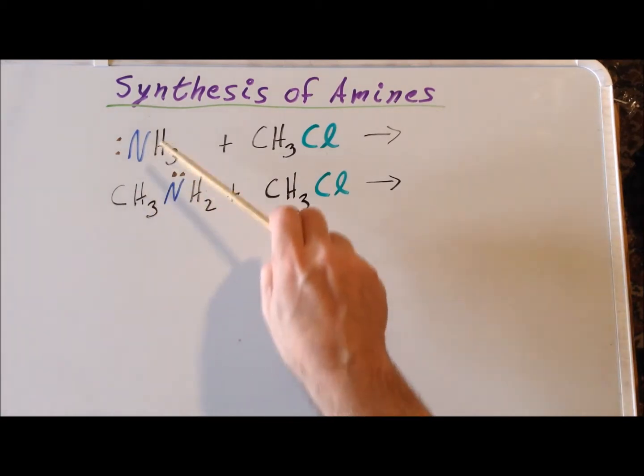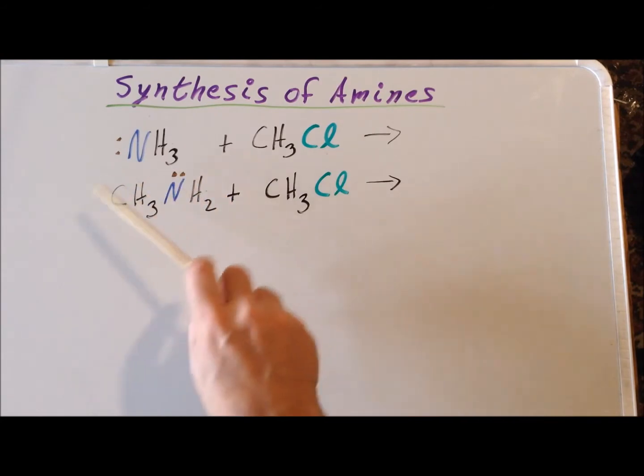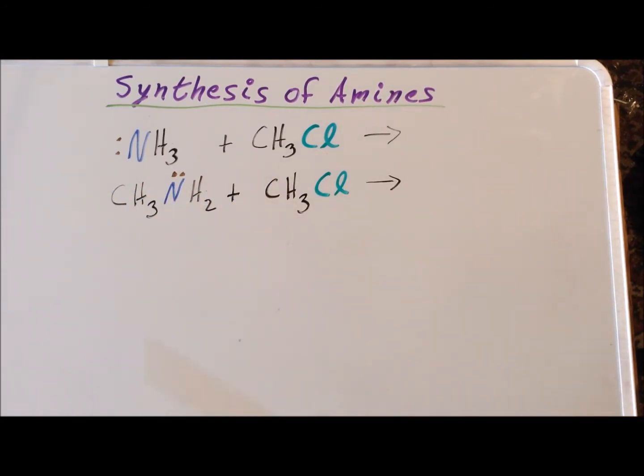So in the competition between these two, even though there's only a small amount of methylamine, pound for pound, molecule for molecule, this is a better nucleophile, so it will react more quickly with the chloromethane than ammonia does. What will be the result of that?